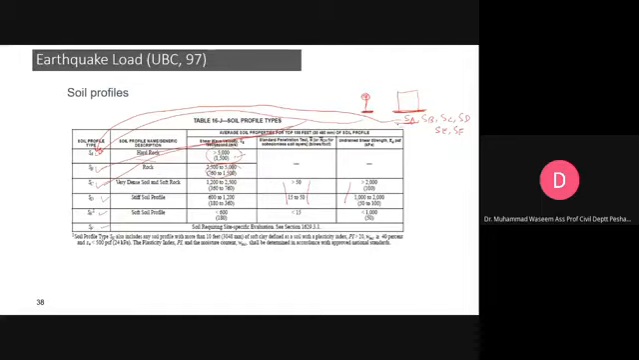Okay, so you have to carry out some testing and you have to come up with the stiffness value of your soil, and based on the stiffness value you can classify it as a hard rock, stiff soil or soft soil.